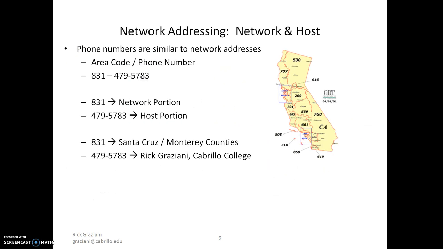The analogy is like this. For a phone number, for example, the area code is 831 like shown here, and the phone number is 40795783. So the area code is like the network portion, and the rest of the numbers are like the host portion. For example, in Malaysia, the code for each state is different. In Terengganu, the code is 09. This is like the network portion, and the rest of the numbers are like the host portion.